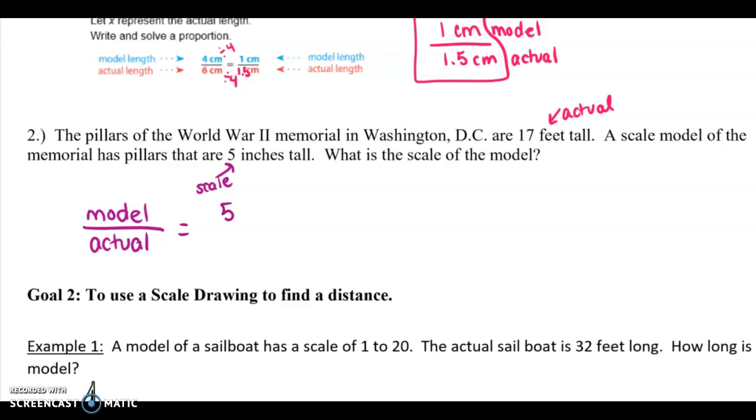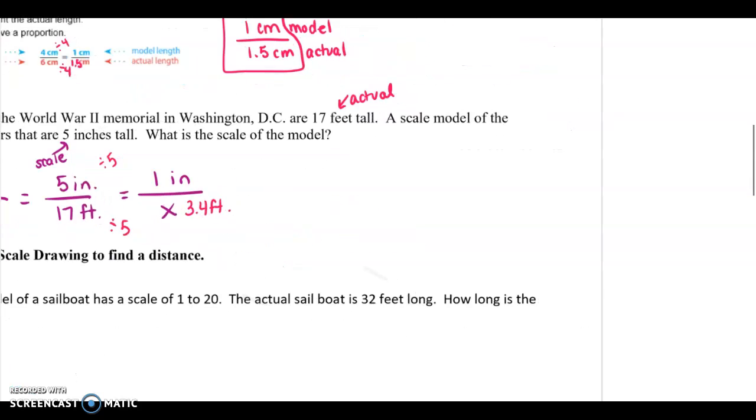So the model is 5 inches. The actual amount is 17 feet. Well, I don't want 5 inches. I want 1 inch, and then I want to figure out how many feet that would be. So you could either divide the numerator and denominator by 5, because 5 divided by 5 is 1, and 17 divided by 5 is whatever x is, or you could cross multiply. So I'll show you the division way and the cross multiplication way. So the division way, I would do 17 divided by 5, and that would give me 3.4. So it'd be 3.4 feet in the denominator.